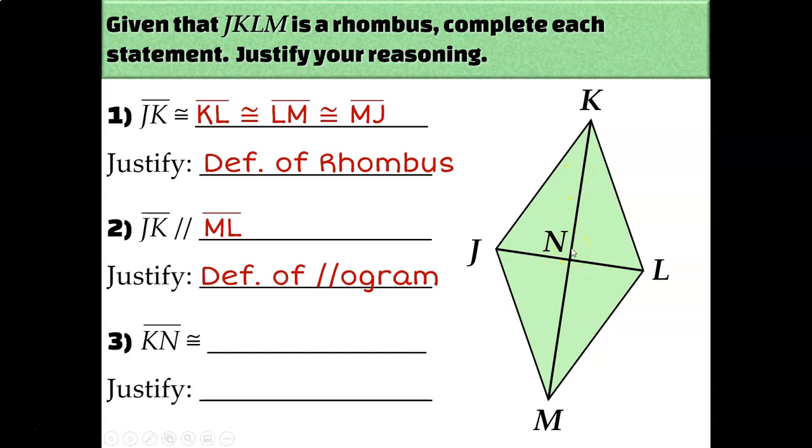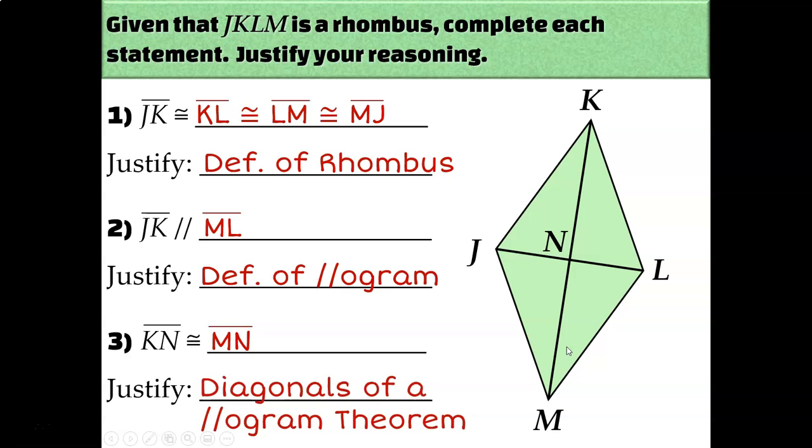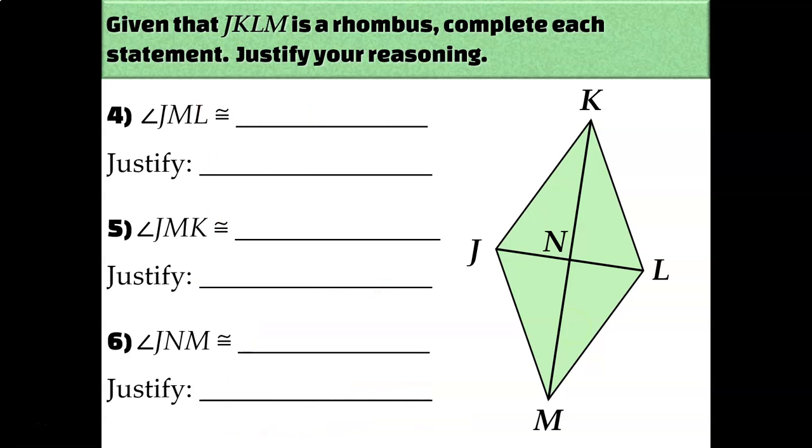KN would have to be congruent to MN, and that's the diagonals of a parallelogram theorem. The diagonals of a parallelogram cut each other in half. Since a rhombus is a parallelogram, we can say that KN must be congruent to MN. Let's talk about the angles. Angle JML would have to be congruent to angle JKL, because those are the opposite angles of that rhombus, and a rhombus is a parallelogram, so we can use the opposite angles of a parallelogram theorem.